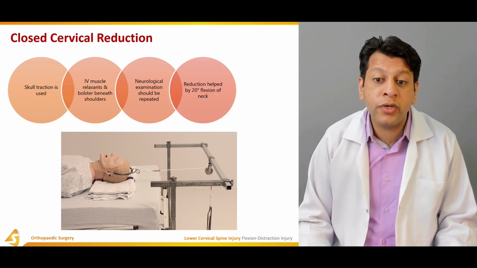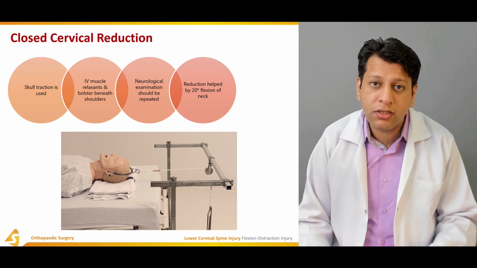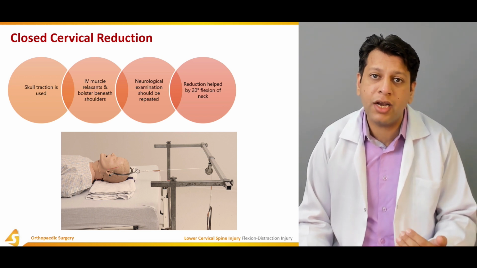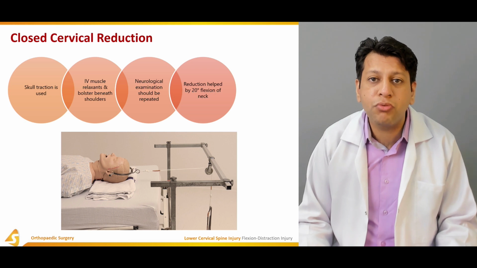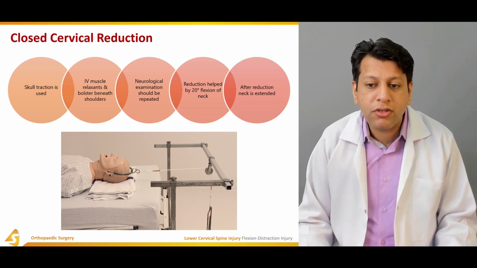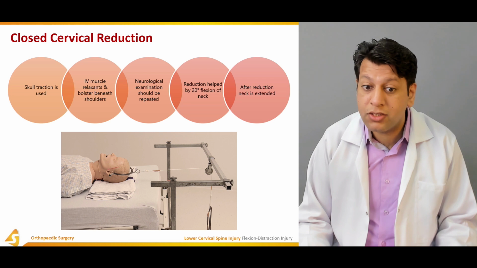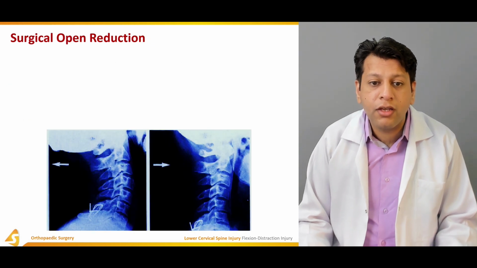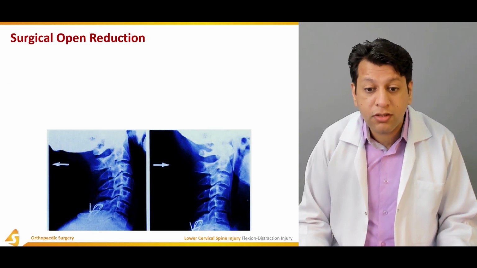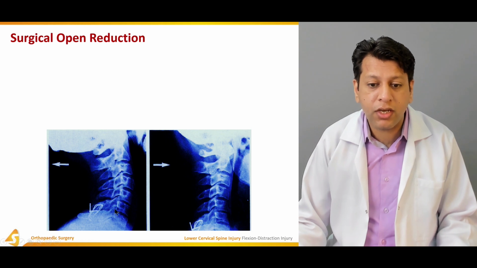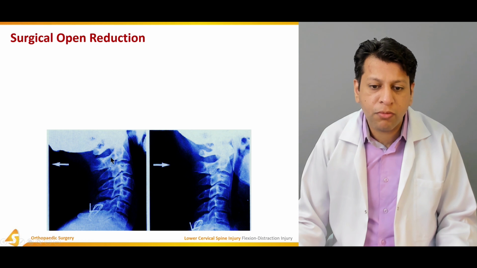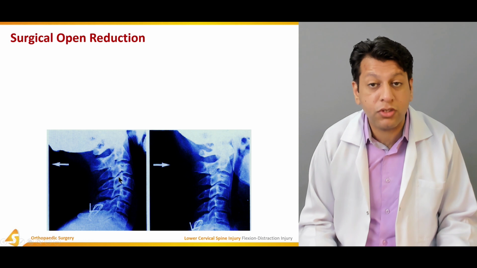Reduction starts with an initial 20 degrees of flexion, but once the traction is done, then it can be given slight extension at the neck to reduce back the fragments. After the reduction, the neck is extended, as I just told you. Once we have reduced it, now if you see, this is after the cervical reduction, it's very much stable. Anterior vertebral line is there, posterior vertebral line is there, and the spinolaminar line looks intact.